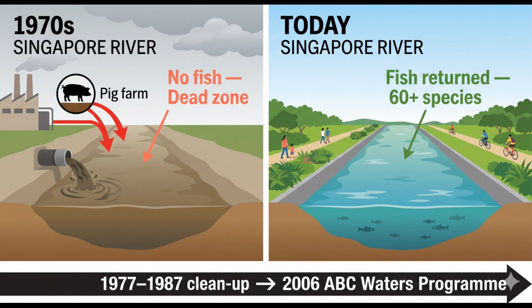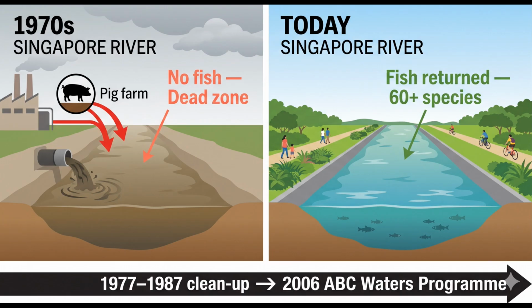From 1977 to 1987, Singapore ran a decade-long cleanup under direct government instruction. Factories were relocated or forced to treat their discharge. Pig farms were moved away from waterways. Sewage infrastructure was upgraded. The effort was enormous, and it worked.